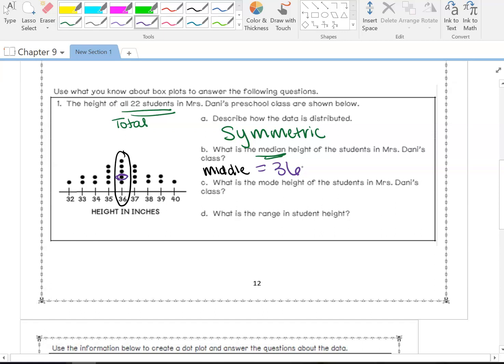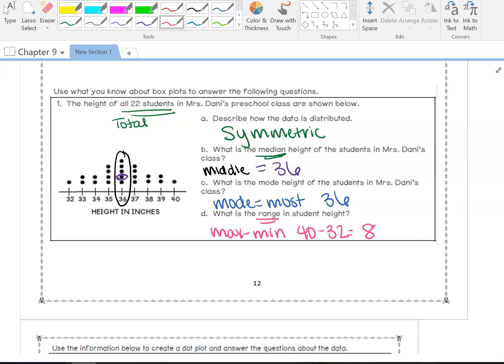What is the mode height of the students in Mrs. Danny's class? Remember, mode is the most. So the most is the one that stands out, which is also 36. The range is the max minus your minimum, which is 40 minus 32, which is going to give me 8. All right, so then let's move on and look at some other questions.